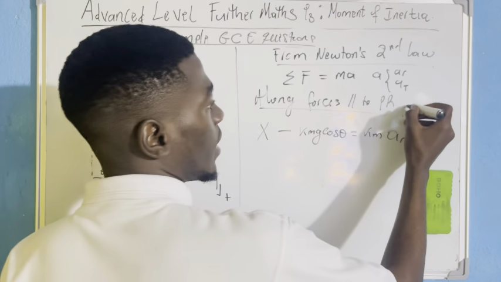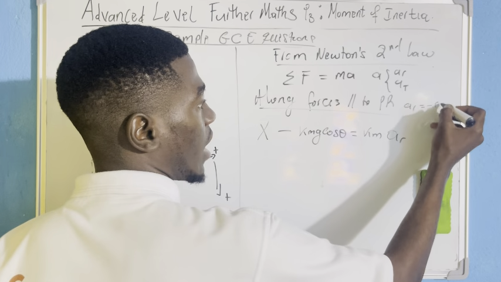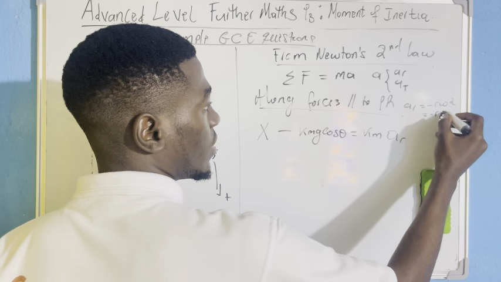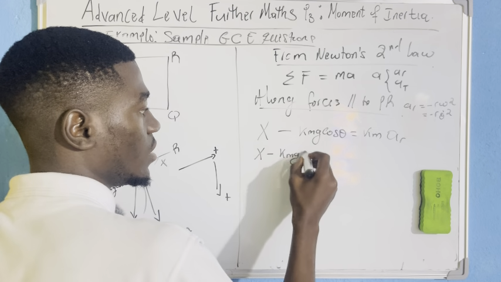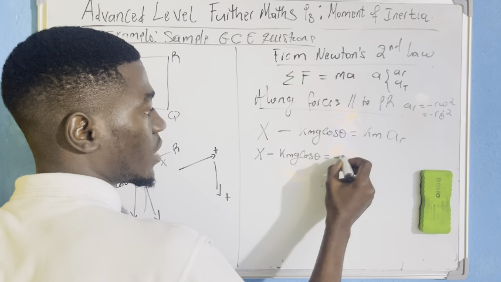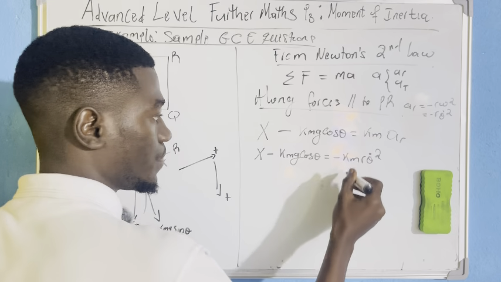Now you should know that the radial acceleration is always negative because it's directed toward the center. It is negative R omega square, which is negative R theta dot square. I will replace it here. I have X minus km g cos theta equals negative km R theta dot square.